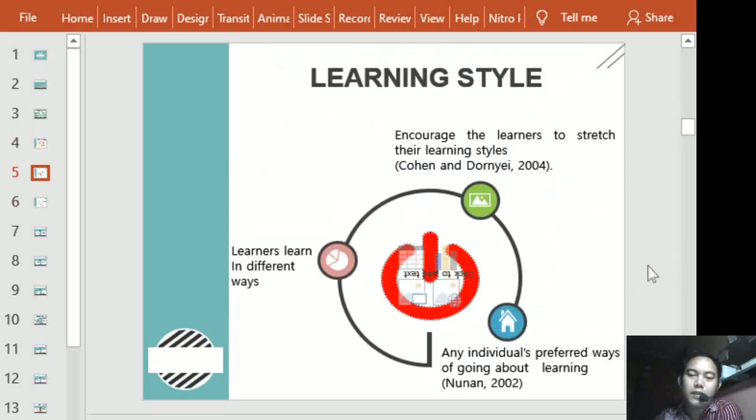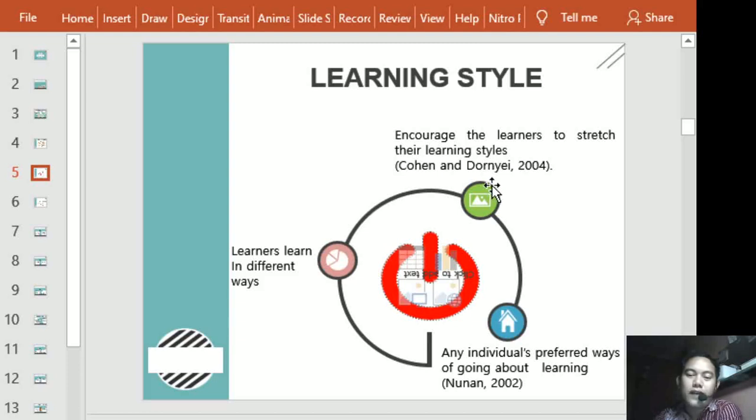And then, people learn in different ways. According to Nunan, 2002, learning style is defined as any individual's preferred ways of going about learning. Learners learn differently, and one learning style which may suit one learner may not be adequate for another learner. Learning styles are relatively stable, so teachers may not have a direct influence on this variable. However, they can modify teaching tasks in the classroom to cater to the various learning styles of the learners.